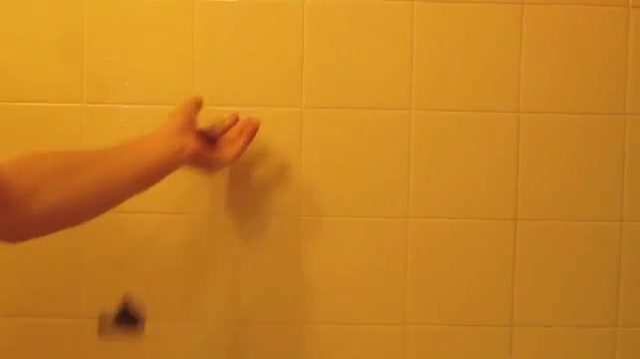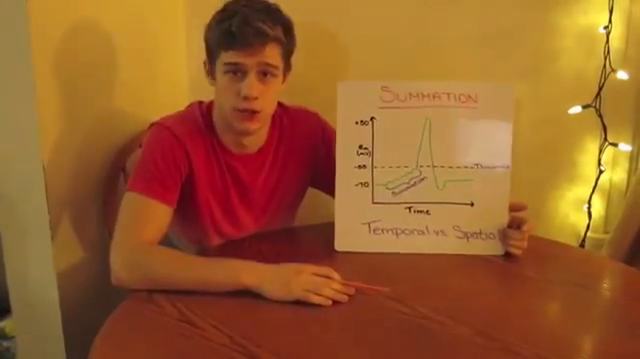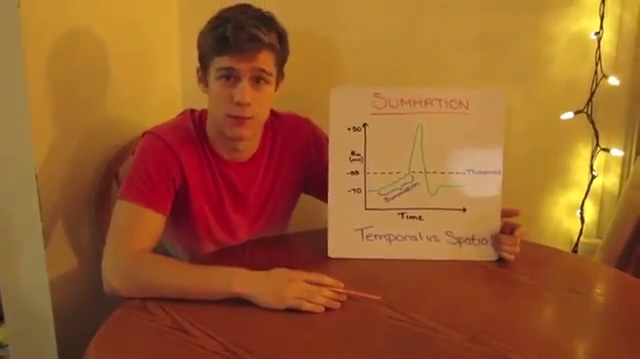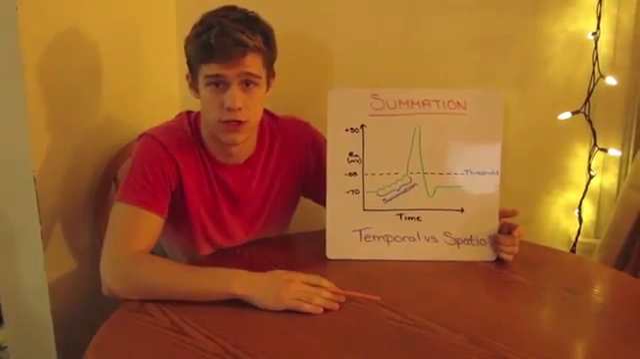These potentials summate to depolarize the postsynaptic neuron to negative 55 millivolts, and this causes an action potential to be initiated. In conclusion, there are two different types of summation. Both spatial and temporal are effective ways to initiate an action potential.